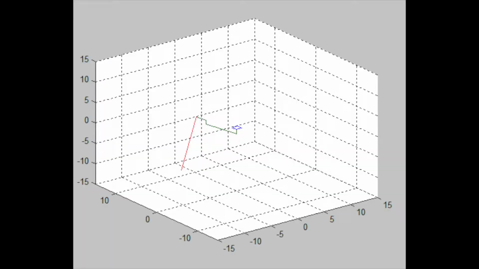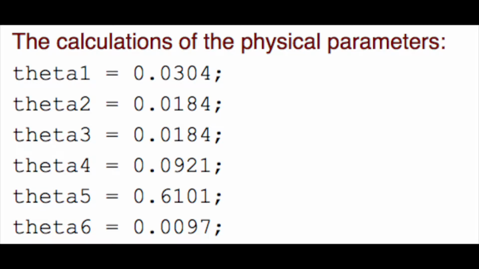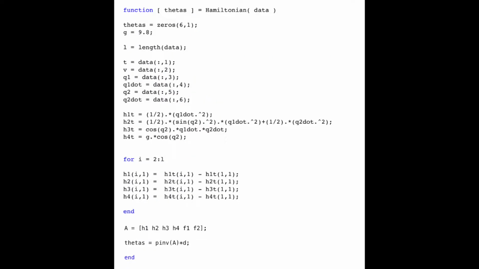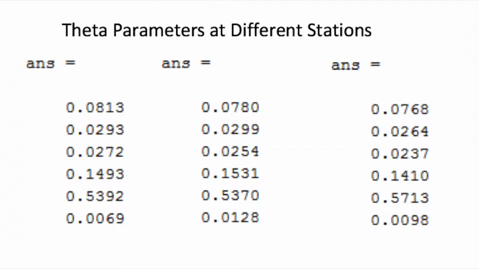In order to calibrate the real system with the simulated system, we found the theta parameters required for system identification. This was accomplished first through manipulating the dynamic equations to find the theoretical theta parameters. We then used our Hamiltonian to find the theta parameters of our real system.